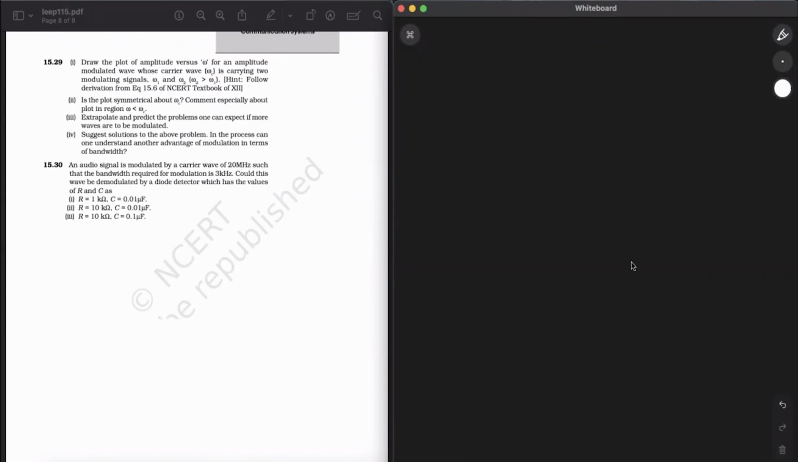Acceptance angle, and a photo detector is made with a semiconductor, alright.